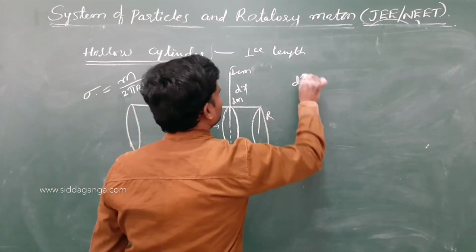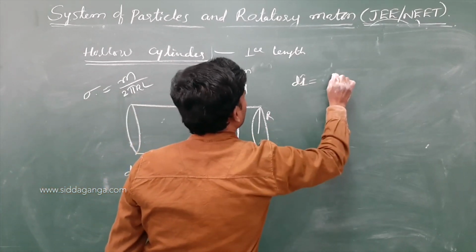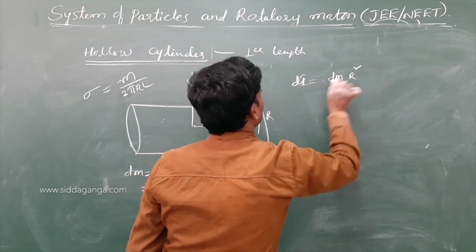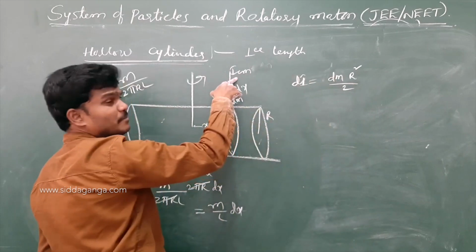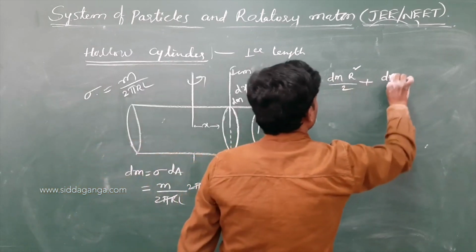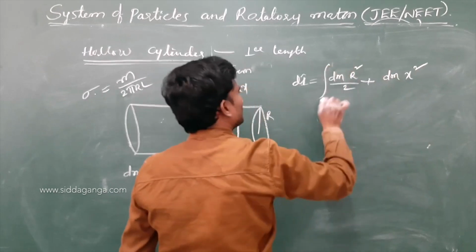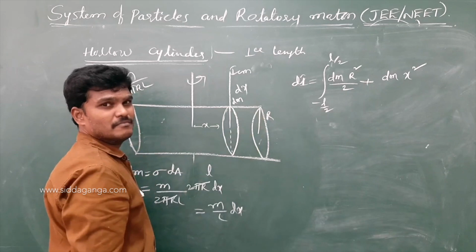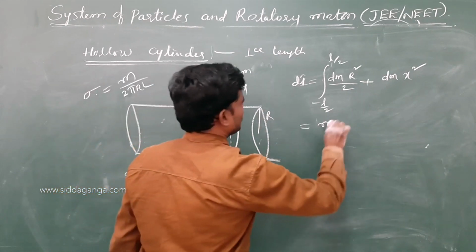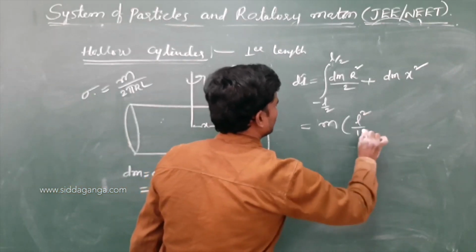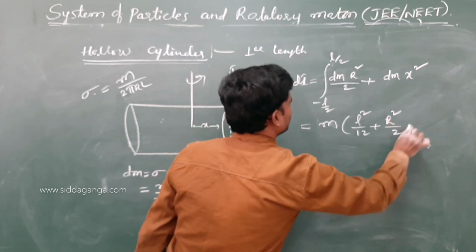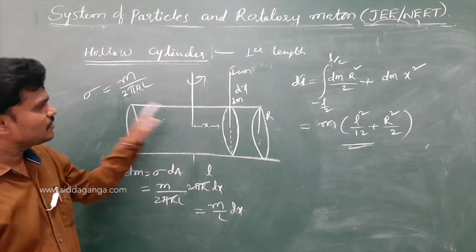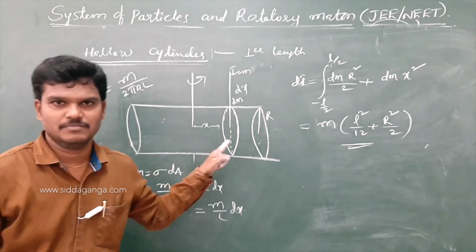Now the moment of inertia due to the small part is ICM plus mr square. So ICM is nothing but dm into r square by 2 about the diameter, plus dm into x square. Apply the integration from minus l by 2 to plus l by 2. Substitute this dm and apply the integration. You will get l square by 12 and r square by 2. Just I am missing 2 steps. You try this. Follow the same process like the previous concept.